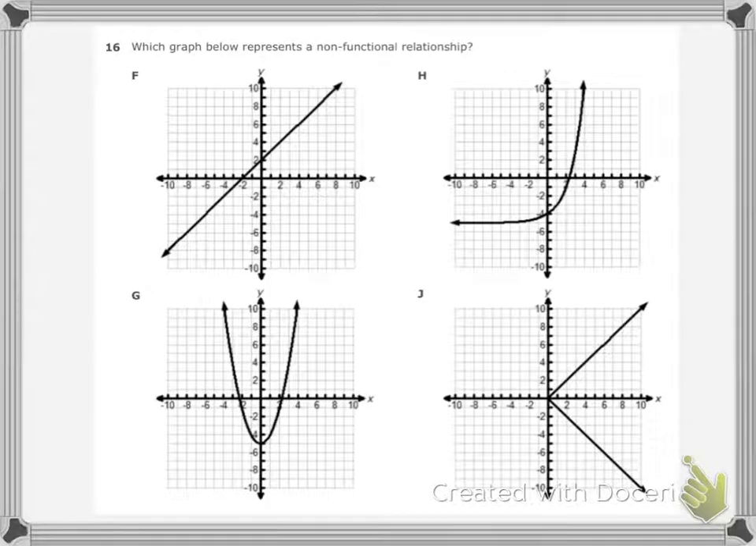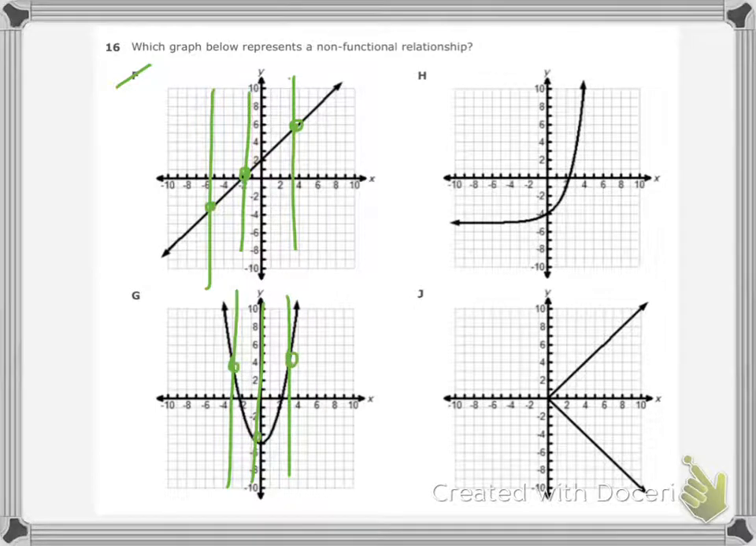16 says, which graph below represents a non-function? Non-function meaning it's not a function. So since we have graphs, we want to just do the vertical line test. If I do a vertical line for F, it crosses once, crosses once, crosses once. Okay, so pretty much it passed those vertical lines. So this one is a function, so that's not my answer. G crosses it once, crosses it once, crosses it once. So G also is a function, which means it's not my answer.